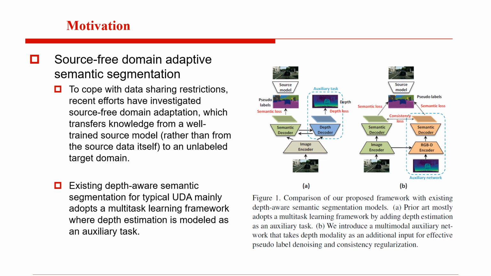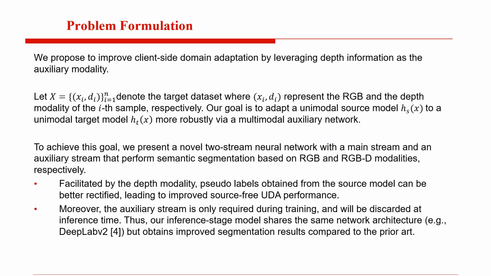consistency regularization. Let X denote the target dataset, where Xi, Di represent the RGB and the depth modality of the i-th sample respectively. Our goal is to adapt a unimodal source model to a unimodal target model more robustly via a multimodal auxiliary network. To achieve this goal, we present a novel two-stream neural network with a main stream and an auxiliary stream that perform semantic segmentation based on RGB and RGBD modalities, respectively.